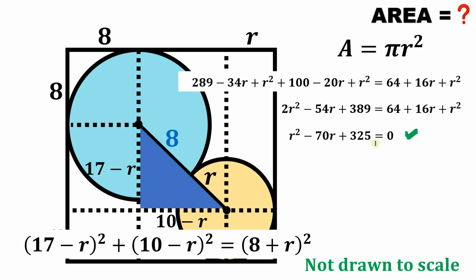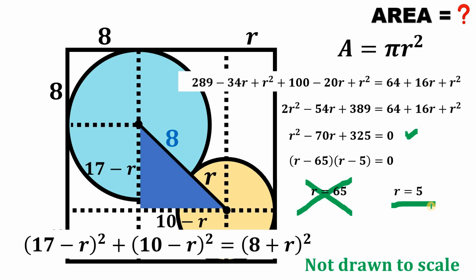This quadratic equation is not hard to factor, because we can factor it nicely as (r minus 65) multiplied by (r minus 5) equals 0. Using the zero property, at least one of them must equal 0. So r minus 65 equals 0, or r minus 5 equals 0. We get r equals 65 or r equals 5. Now, r equals 65 is impossible because 65 is greater than the side lengths of our rectangle, 25 and 18. Therefore, we consider r equals 5.